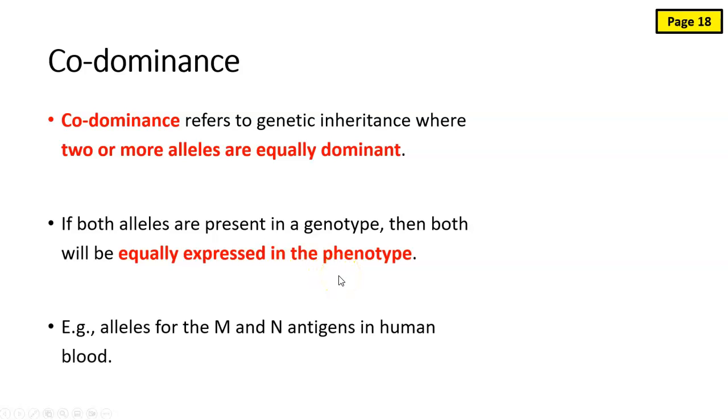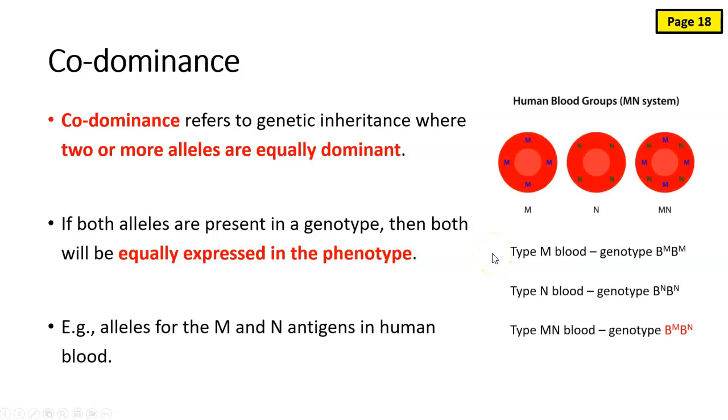And a good example of this are the alleles in the M and N antigens of blood grouping. Now you can see that in this diagram of the blood groups. One person has the M antigens only, one person has the N antigens, and then there's another person that has both M and N antigens present on their blood cells.